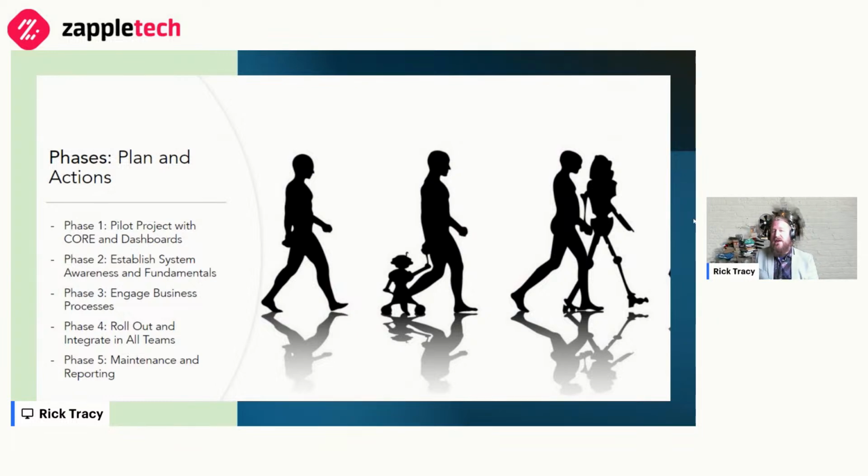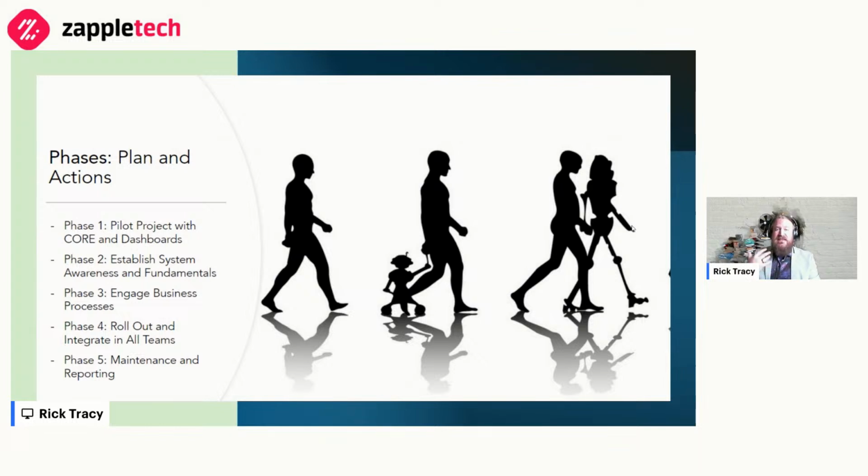That means that automation often comes in phases, automation projects. In the first phase, you generally do pilot projects, you do core functionality, and you take a look at dashboards. How can you make sure that people can have insight into what you're actually making and what you're delivering? After that, once you've established some system awareness and built the fundamentals, then you can engage business processes, connect the users to the automation, and then roll out and integrate to all teams once you've got a comfortable feel for how you're doing the automation. And phase 5, of course, is continuing to maintain, refine, and report results.